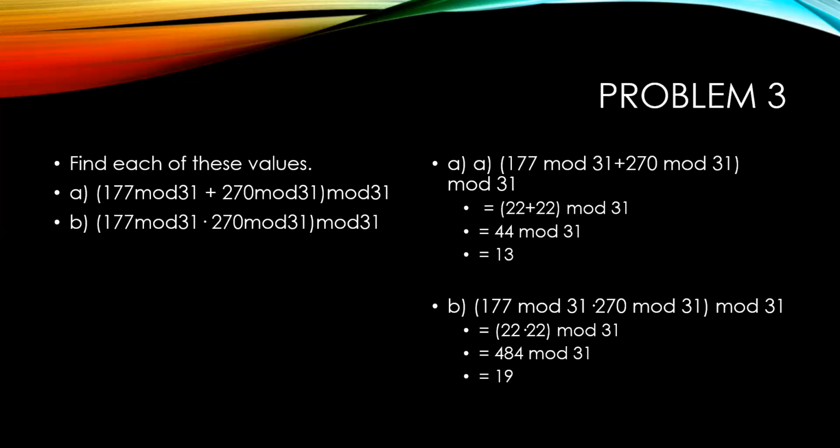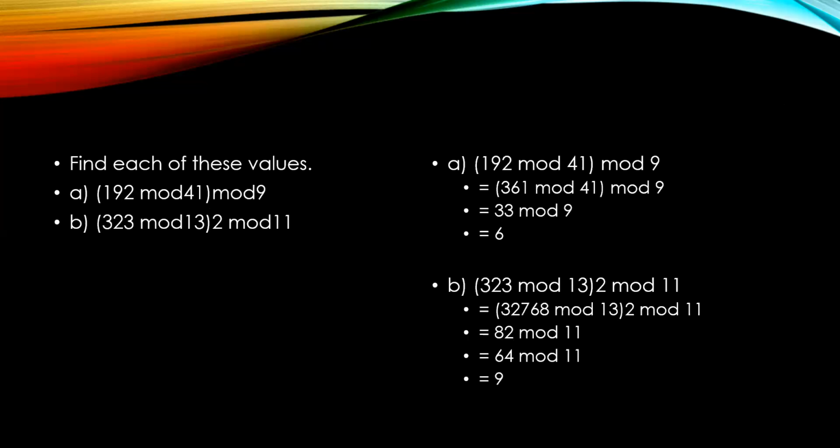Okay, so now let's move on with problem number 4. For problem number 4, find each of the values. Basically we're just going to evaluate it. So 192 mod 41 mod 9, 323 mod 13, 2 mod 11.